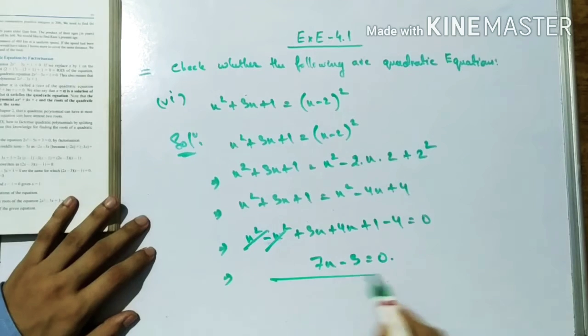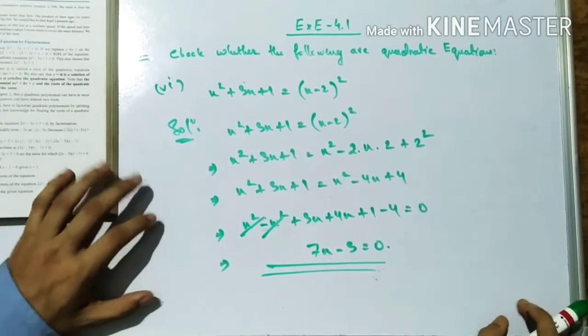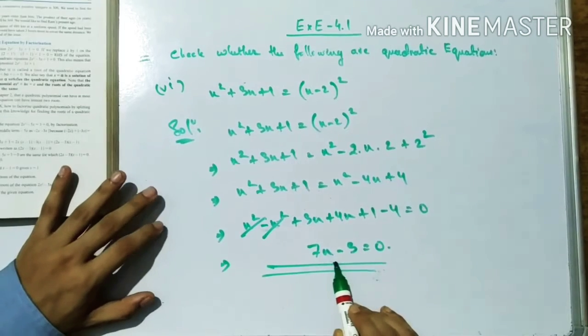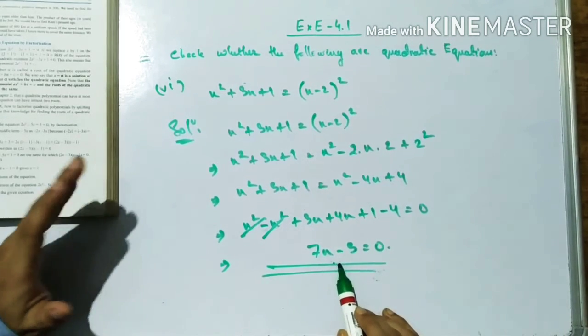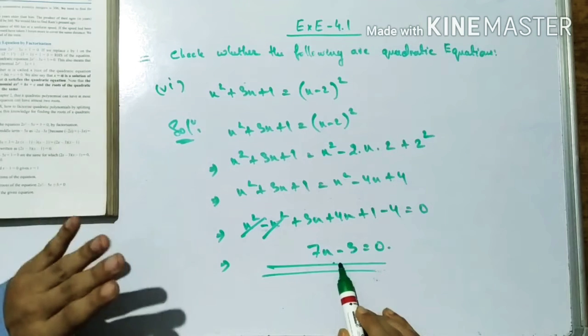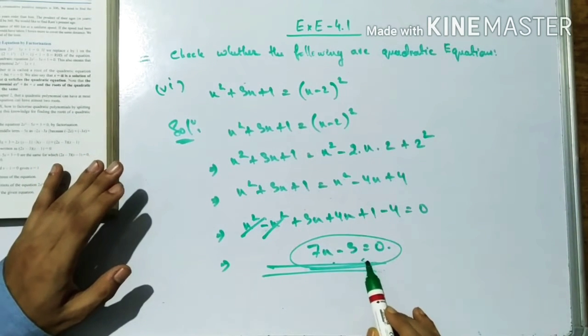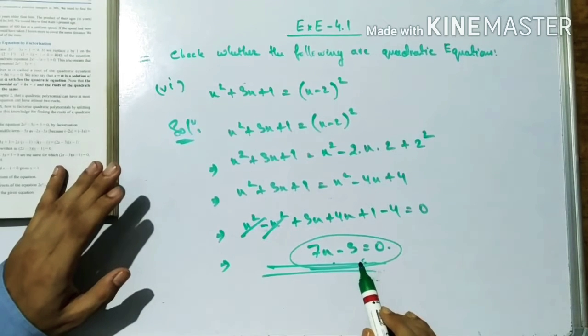Now, is it of the form ax square plus bx plus c is equal to 0? Is the left hand side polynomial a polynomial of degree 2? It is not a polynomial of degree 2. It is a linear equation, you see. It is not a quadratic equation. It is a linear equation.